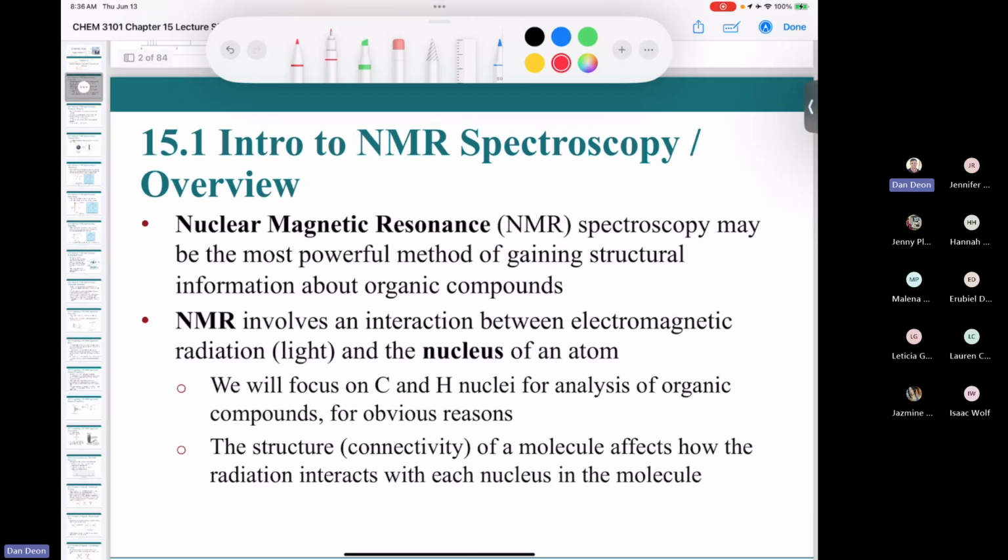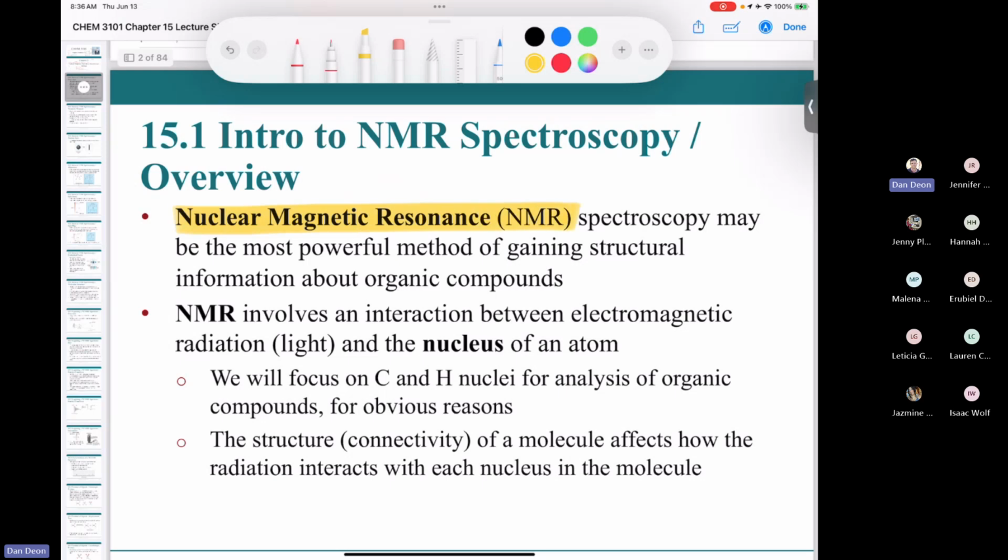Okay, NMR spectroscopy. Look what it says here. These are David Klein's words, not Mr. Dion's words. This is the author of the textbook, who says it may be the most powerful method for gaining structural information about an organic compound.